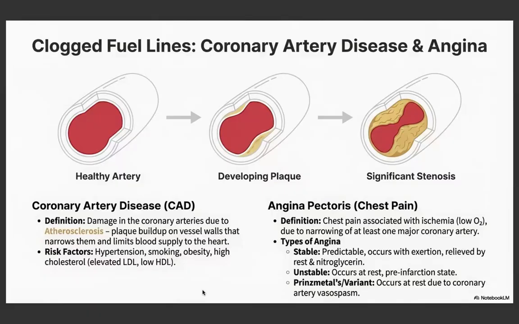There are risk factors like hypertension, smoking, obesity, and if someone has elevated LDLs, so that bad cholesterol. Also, something that's going to be seen with coronary artery disease is angina, so that chest pain. Angina is normally associated with a low amount of O2 to the heart, with at least one of the major arteries starting to narrow. There's multiple different types of angina, but stable angina is going to be the one where we give nitroglycerin as a treatment option.